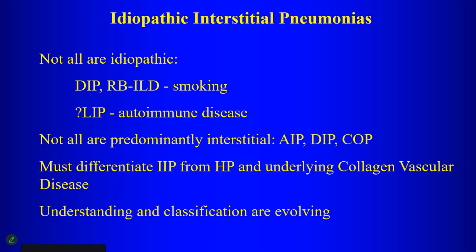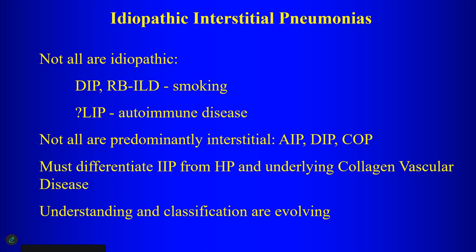Not all of these are interstitial. I mean, we think of interstitial disease as giving you reticular patterns on chest radiograph. But AIP, DIP, COP, these give you alveolar opacities, especially on CT. So they don't really look like interstitial pneumonias.